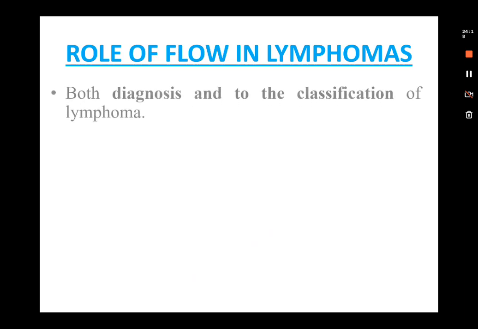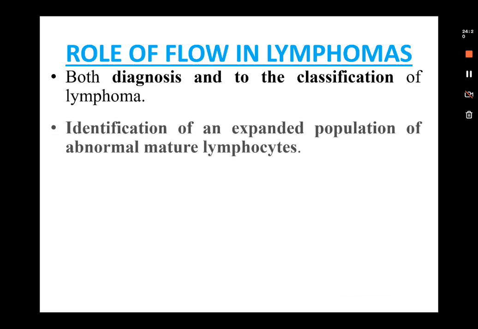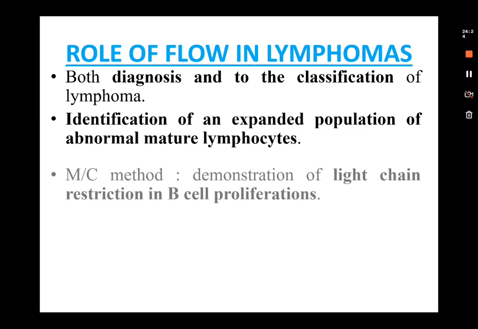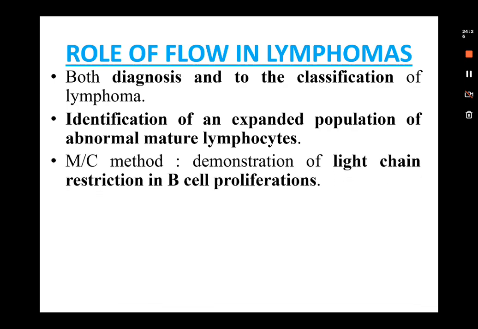Now coming to lymphomas, for diagnosis and classification of lymphomas, we identify an expanded population of abnormal mature lymphocytes, and the most common method is the light chain restriction in B cell proliferation. When we use the term light chain restriction, it doesn't mean that this population has decreased. It means that only this population is seen, because immunoglobulins most commonly produce lambda and kappa chains. So when you say lambda chain restriction, it means only lambda chain is being produced in this particular B cell neoplasm.